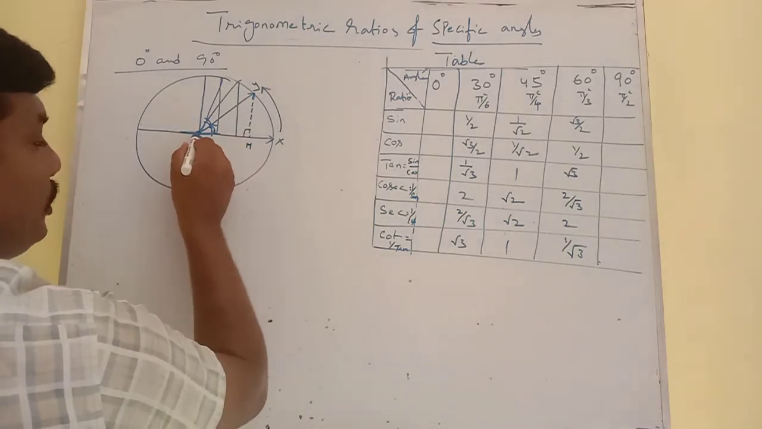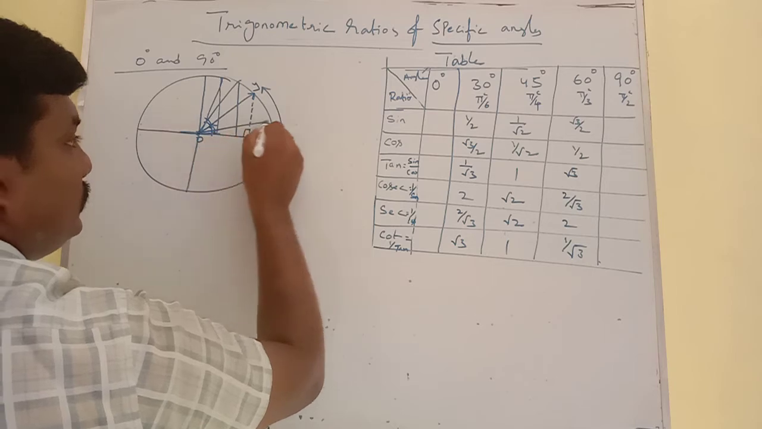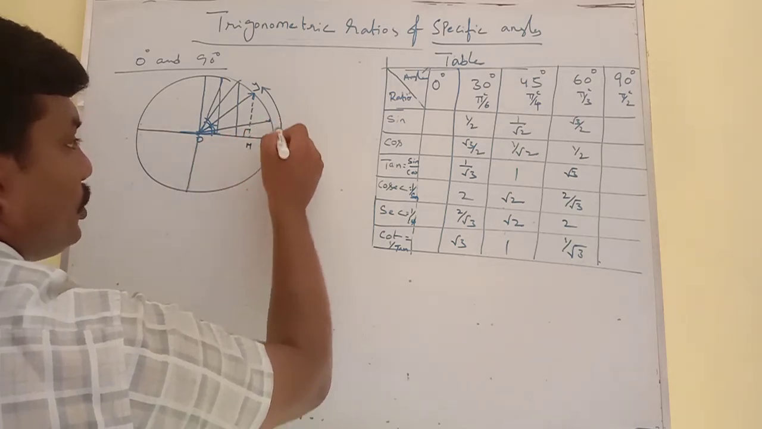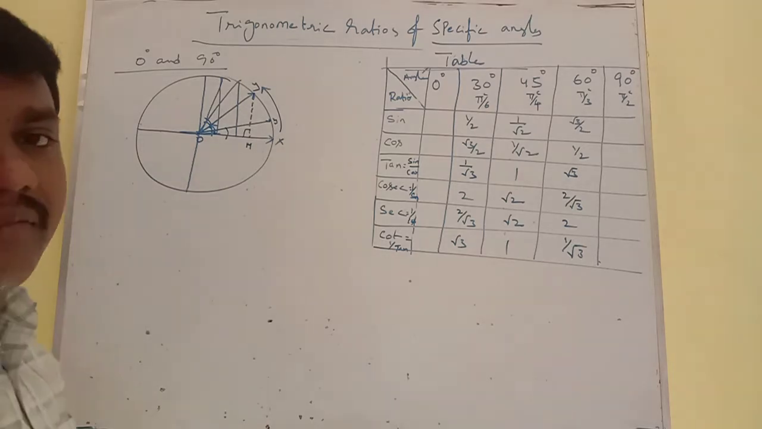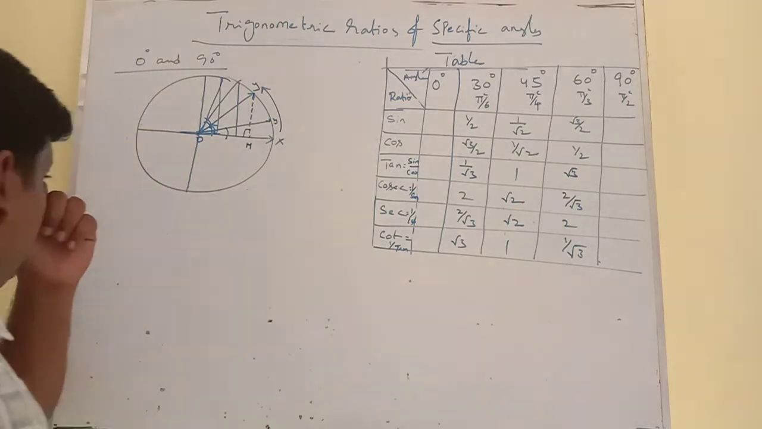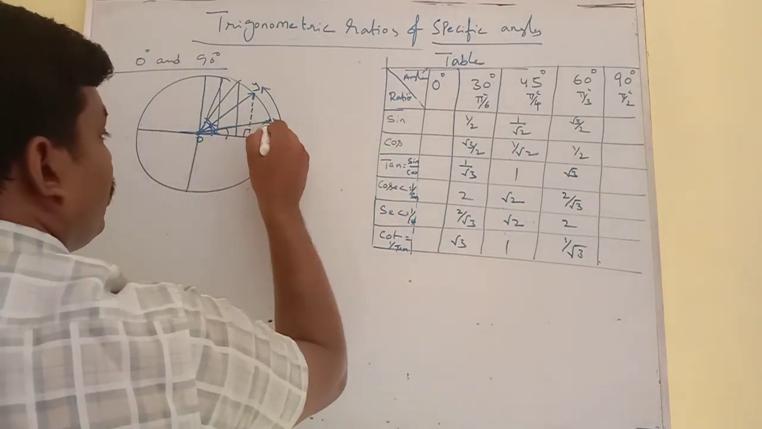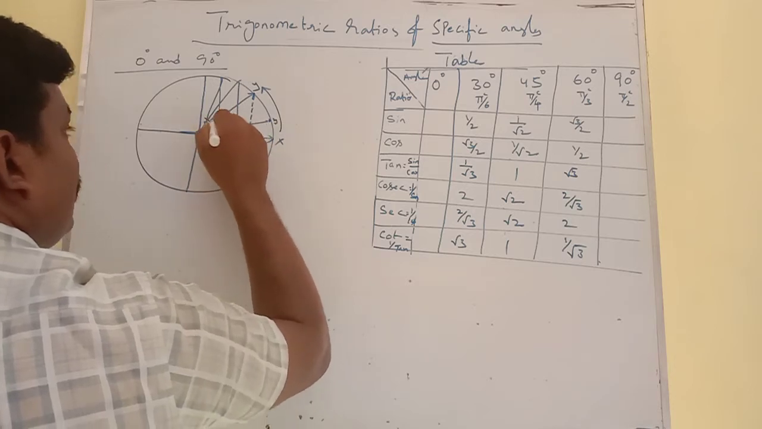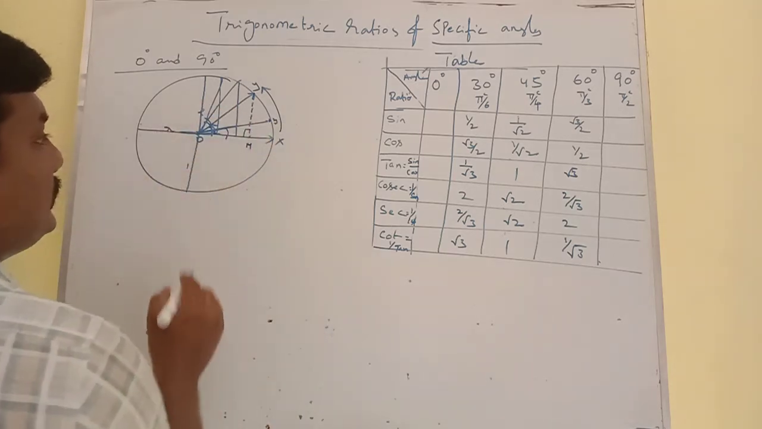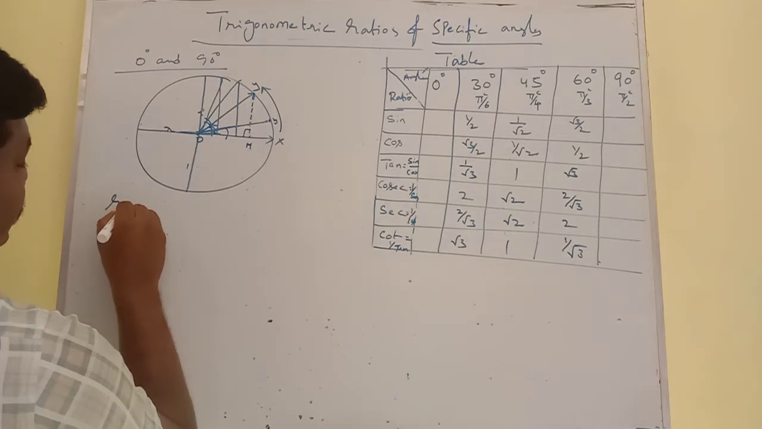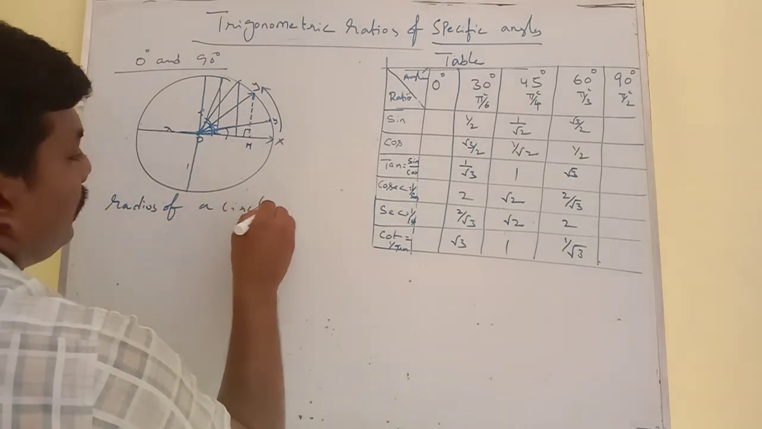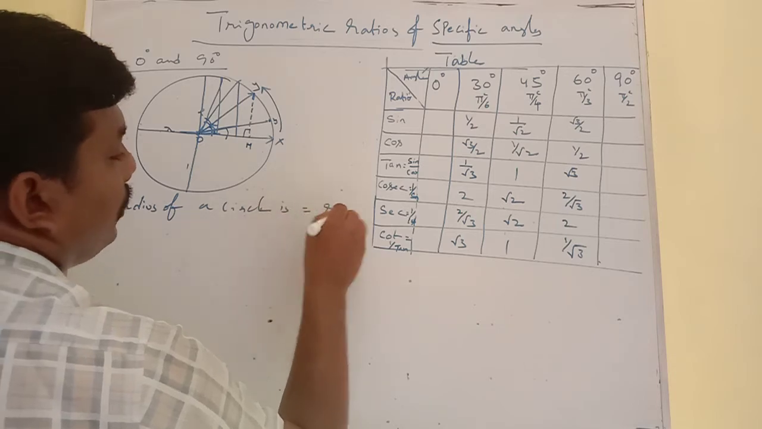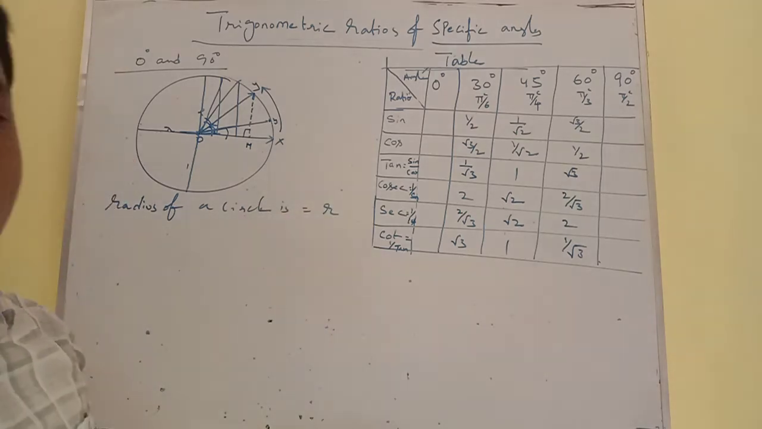If the position approaches here, that means the y value decreases, then the angle will decrease. So this is a unit circle. We have to consider the radius of a circle is equal to r.